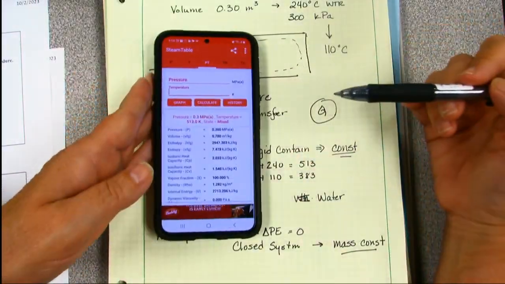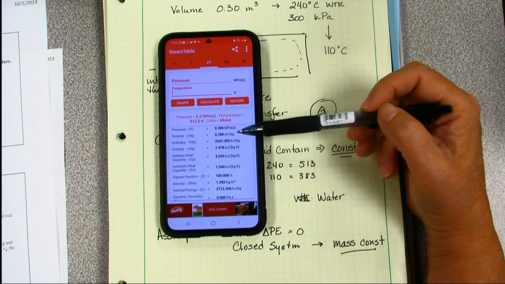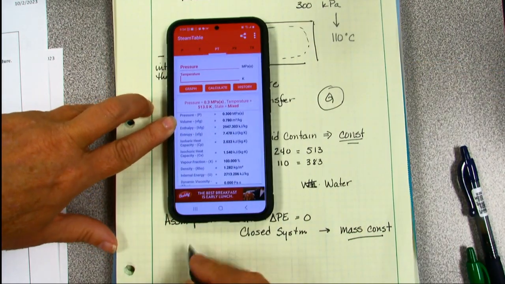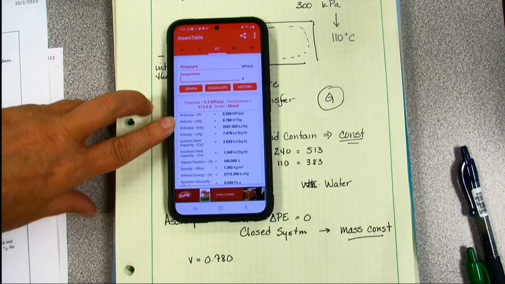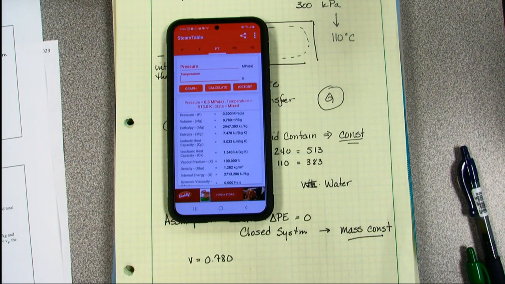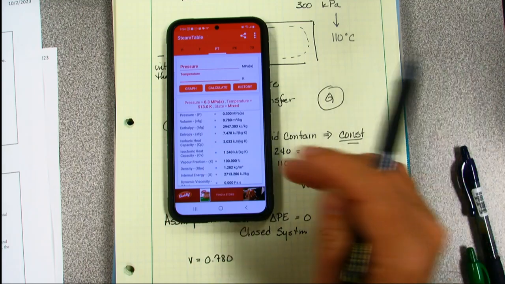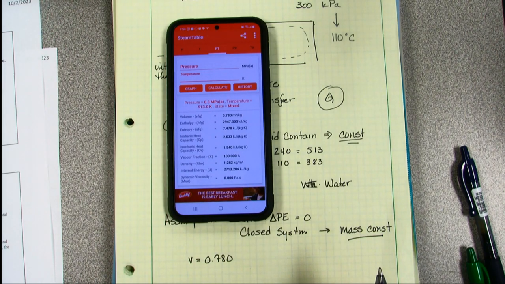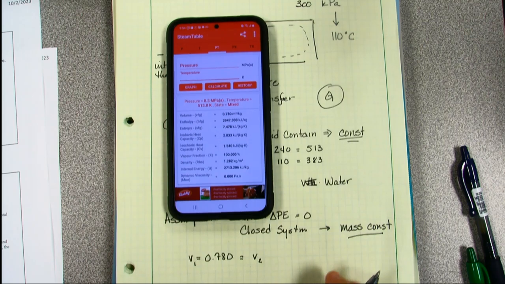So I'm using this app, and I put in the 0.3, which, because it's in megapascals, I put in the temperature. This gives me my volume. My volume that comes out is 0.780. Now we're making the assumption that volume is constant. So this is volume 1, we end up with volume 2.